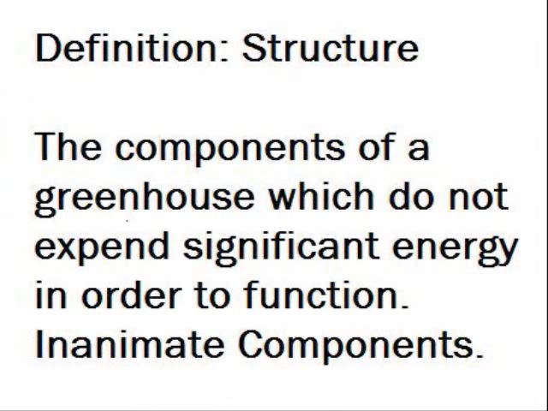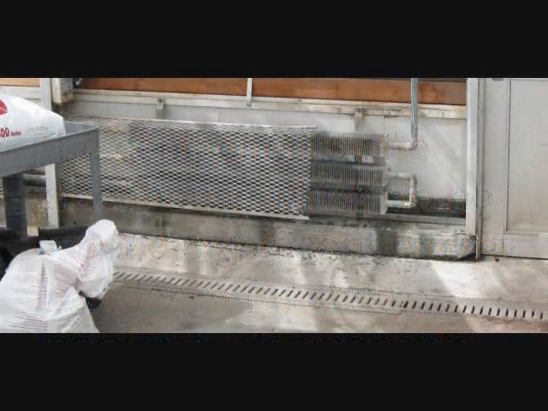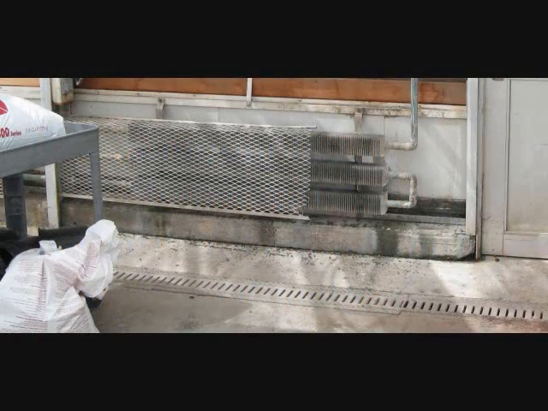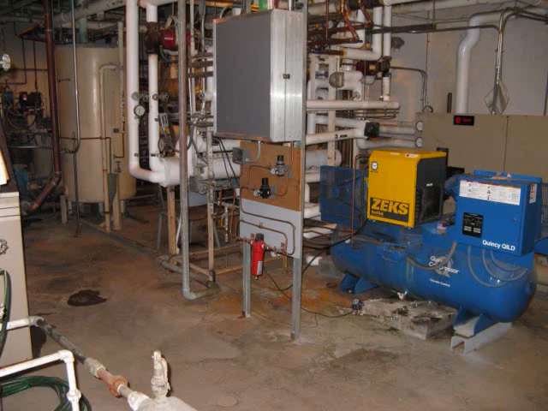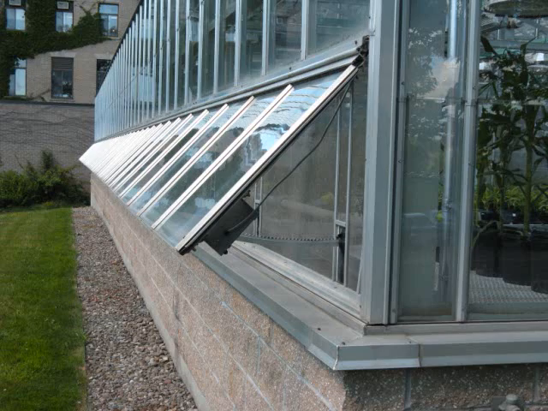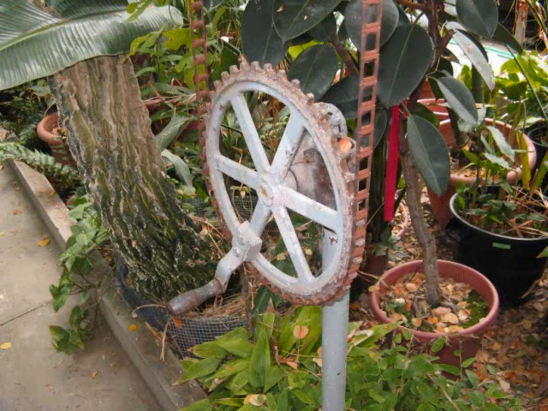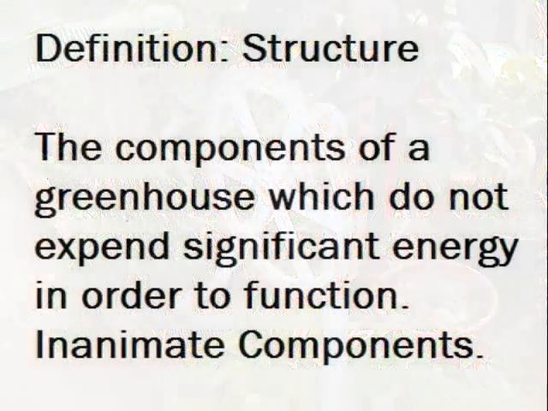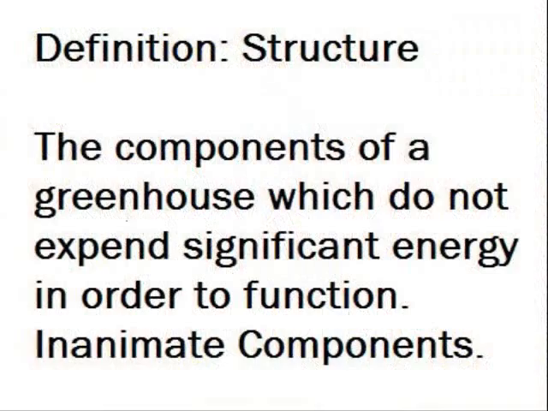We define the structure of a greenhouse to be the parts of the greenhouse that do not expend significant energy in order to function. For instance, the steam heating system in the Cornell greenhouses, although definitely an integrated part of the building, would not be considered part of the structure, as it must actively expend energy in order to function. The windows, on the other hand, do not expend significant energy in order to function, requiring only the trivial amount of effort required to occasionally open and close them. So although windows could be considered part of the heating system, they are also part of the structure.